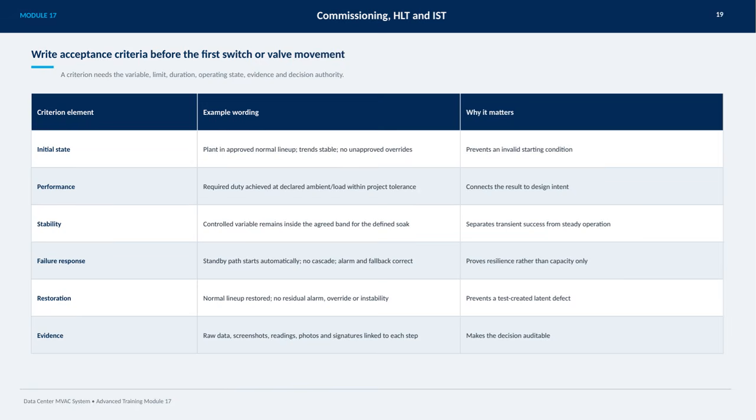Failure response criteria verify that backup systems activate automatically without cascades, with proper alarms and fallback measures. This proves the system's resilience, not just its capacity. Restoration criteria confirm that normal operations return without lingering alarms, overrides, or instability, preventing latent defects caused by testing. Finally, evidence gathered includes raw data, screenshots, readings, photos, and signatures tied to each step, ensuring that all decisions are fully auditable. This thorough approach helps guarantee reliable commissioning and safe operation.